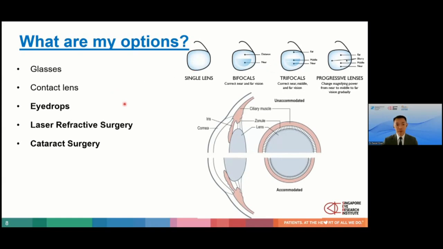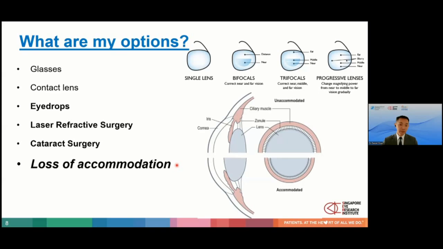There are other treatment options. These come in the form of eyedrops, which is one of the latest approved treatments. There's also laser refractive surgery. And lastly, cataract surgery, which can address some of the issues associated with presbyopia. However, none of these options addresses the main problem, which is the loss of accommodation, which means they do not treat the underlying cause.